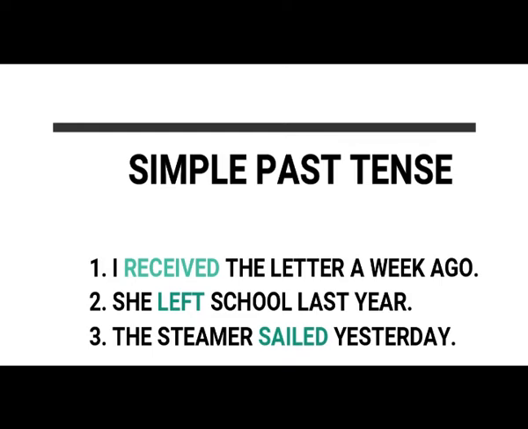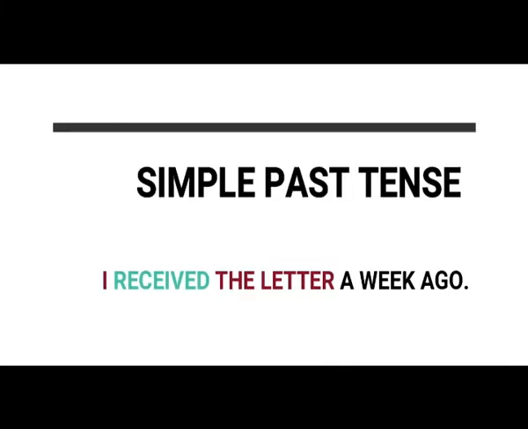Then in the second example, we used the past tense of the verb to leave, that is left. And in the same way, in the third example, we used the past tense of the verb to sail, that is sailed. So it is very simple. You just have to use the V2 form or the past tense. Look at the example again.